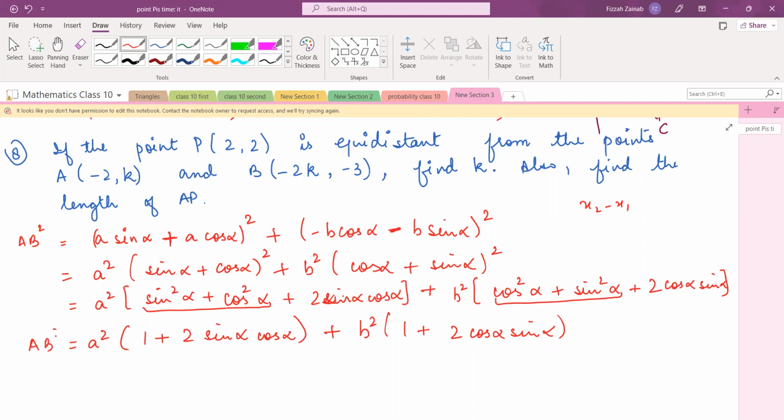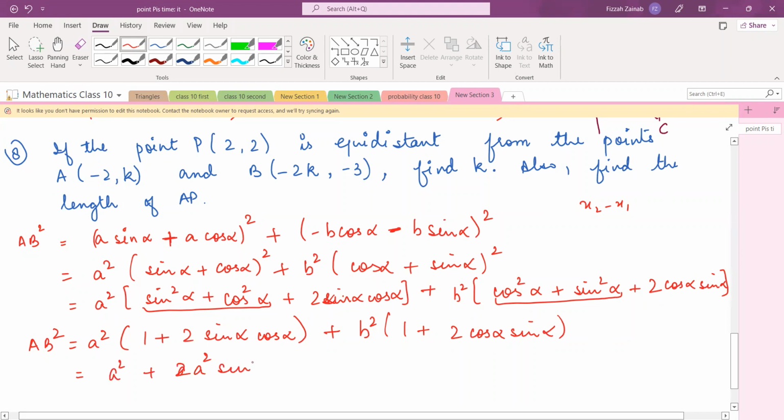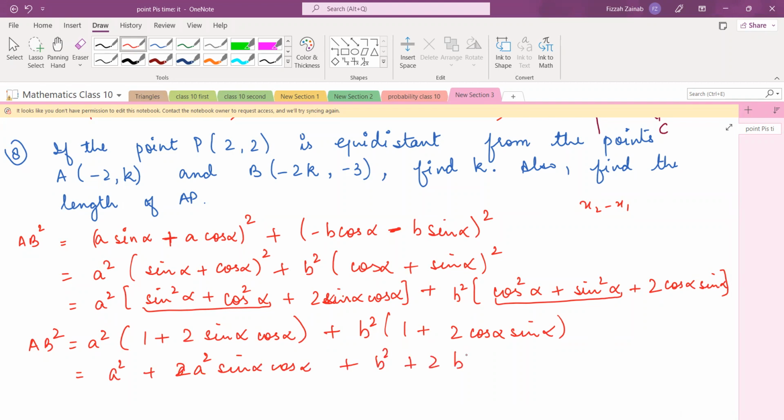And because we are finding the square, just to avoid the square root, I was taking the square, but you can put a square root from the first step onwards if you wish. And so what can I take common? I think there's nothing common here. A square plus 2A square sin alpha cos alpha plus B square plus 2B square cos alpha sin alpha.